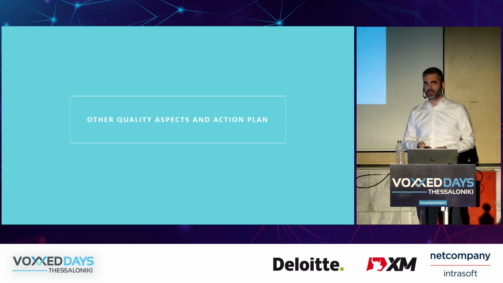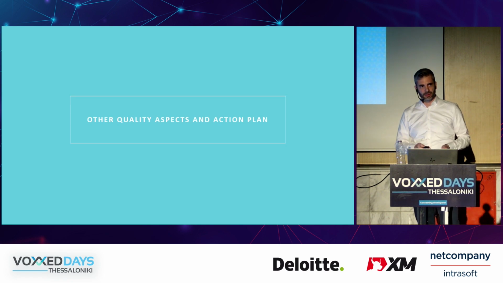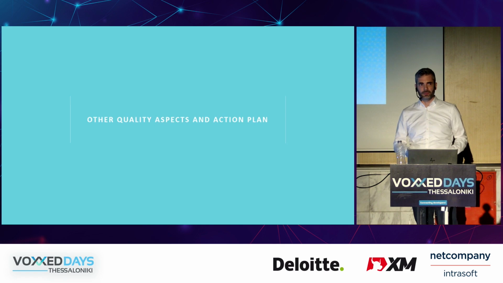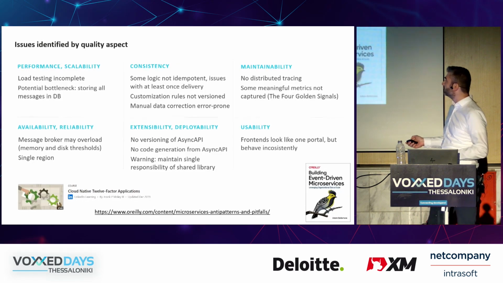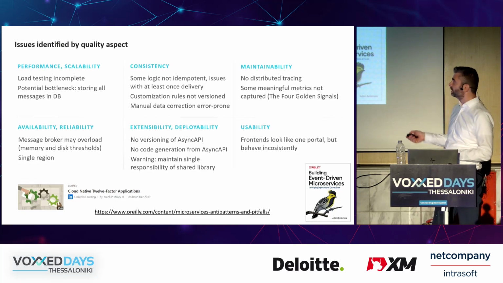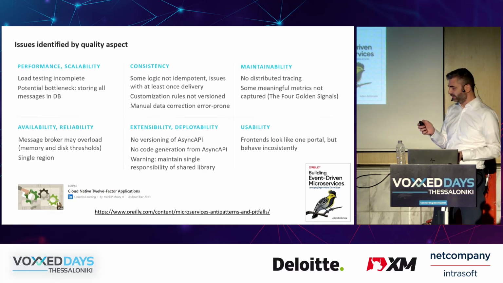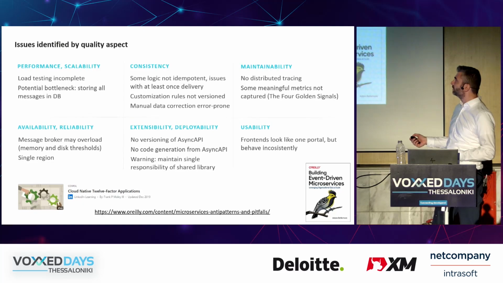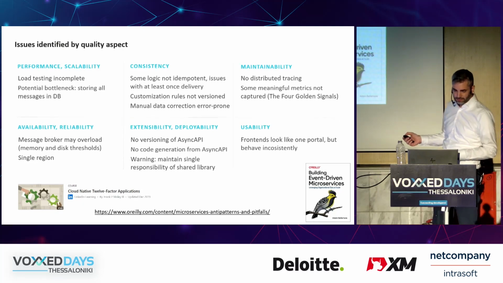While they were saying that they wanted input on the microservices mostly, I looked at other aspects as well, because I wanted to give them a complete picture. And here are the other attributes that I looked at, the other aspects, and here are the issues that I identified. So the first category was performance and scalability.